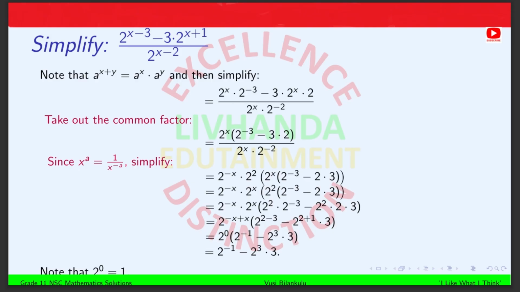Note that 2^0 equals 1, so that the simplified expression is 2^(-1) minus 2^3 times 3.